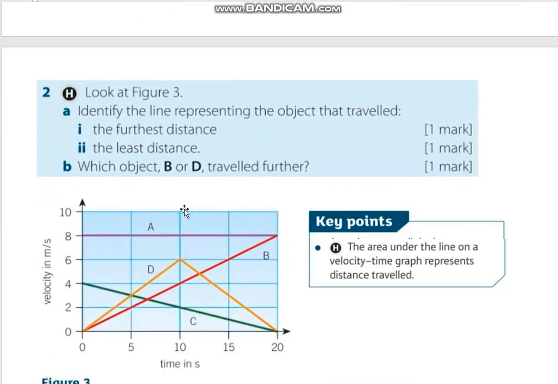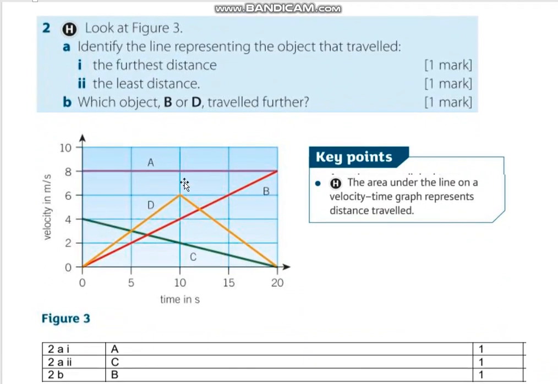Okay, so moving on to question 2. Look at figure 3. You'll see the little h means that this is for higher tier, so this is for grade 5 and above. Identify the line representing the object that travelled the furthest distance and the least distance. So we're looking here at this key point: the area under the line on a velocity time graph represents distance travelled.